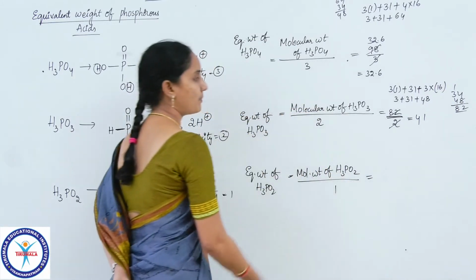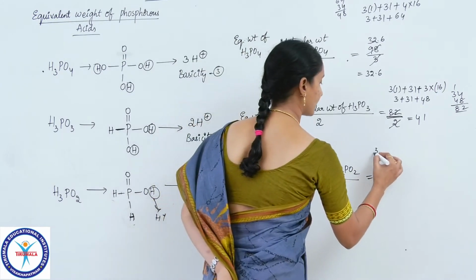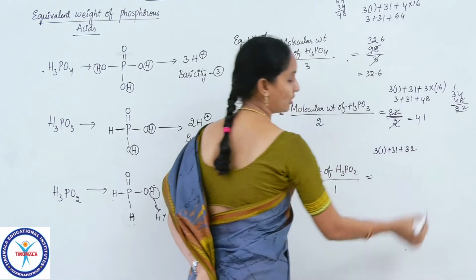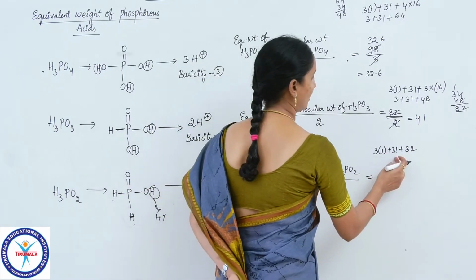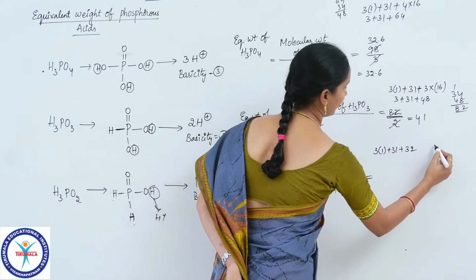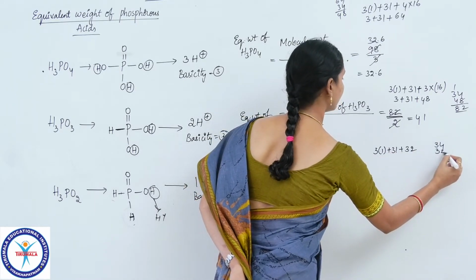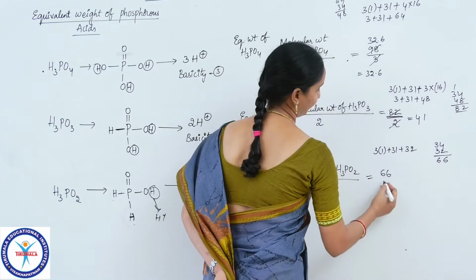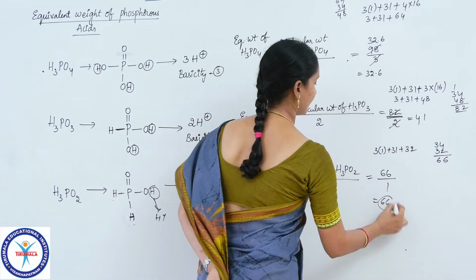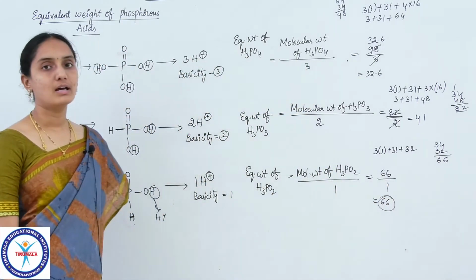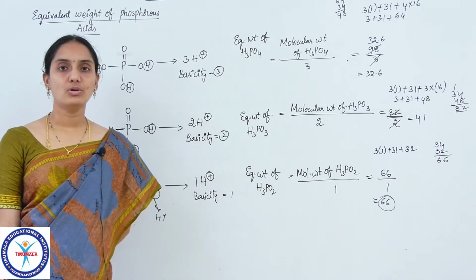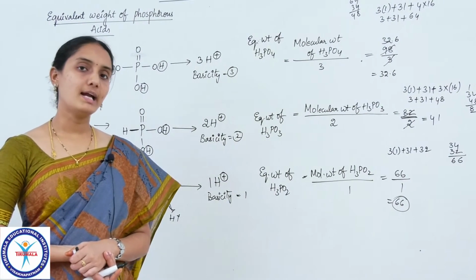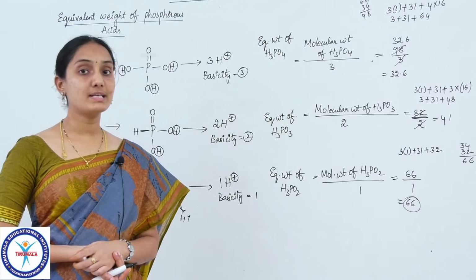Coming to H3PO2, its molar mass is 3 hydrogens, 3 into 1, plus phosphorus 31, plus 2 oxygens, that is 2 into 16, 32. So 34 plus 32 is 66. So 66 divided by 1, again it is 66. In such a manner, whatever acid may be given to you, calculate the molar mass of that particular acid and divide that molar mass by its basicity value.